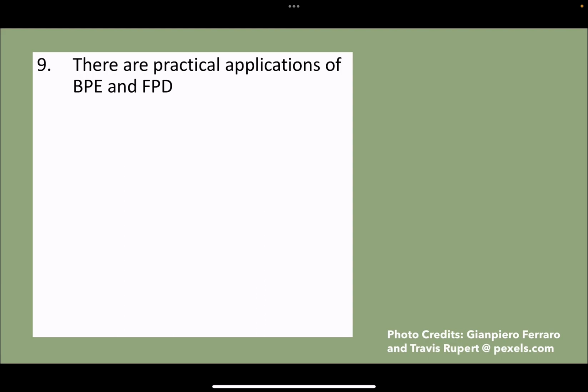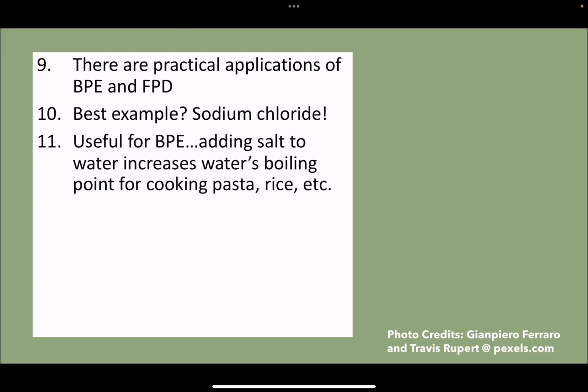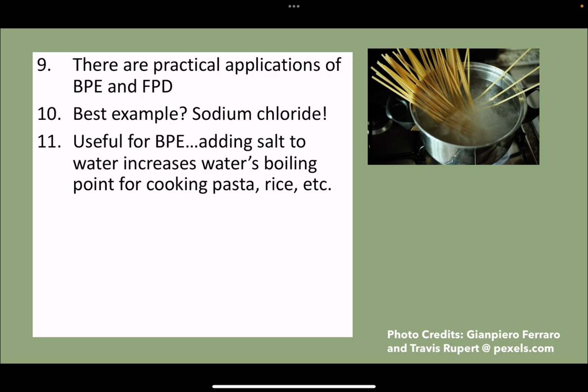Before we get into the quantification of boiling point elevation and freezing point depression, let's talk about some practical applications of these two processes. We can accomplish this by returning to our old friend, sodium chloride. Sodium chloride functions as a solute in many cases, and in terms of boiling point elevation, we can add salt to water when cooking rice or pasta in order to increase water's boiling point. This way, when we add the rice or pasta or whatever it is we're making, the water will be hotter than if we didn't add any salt. Higher temperatures are usually desirable in cooking, so this is a useful example of boiling point elevation in action.